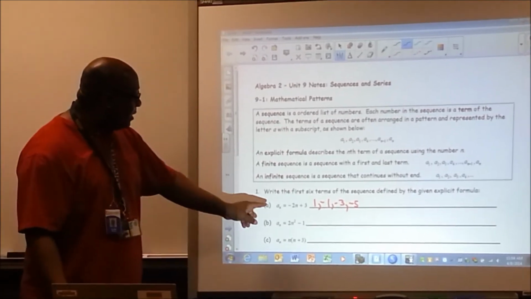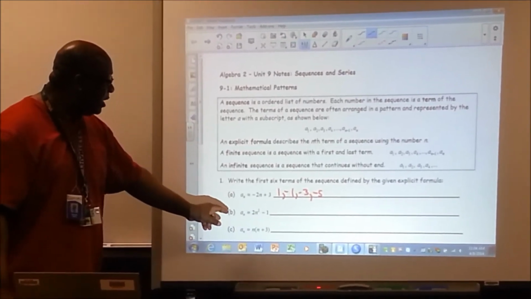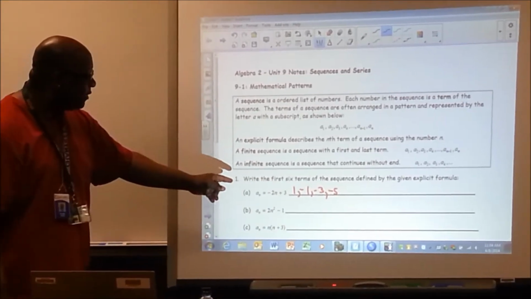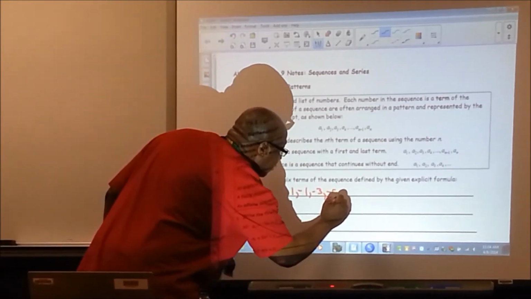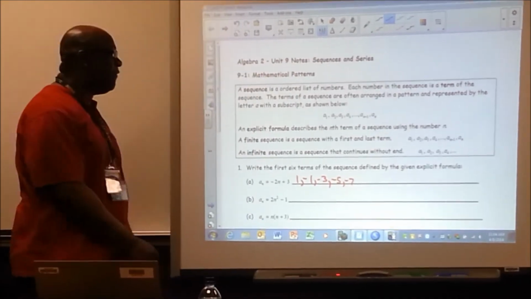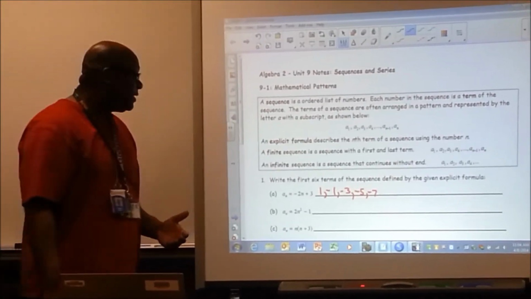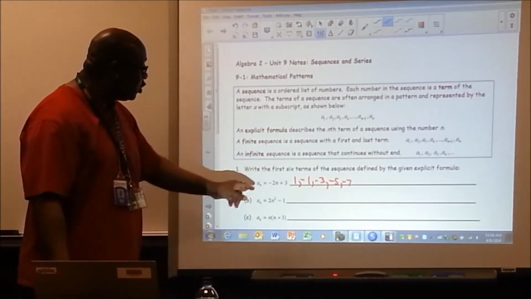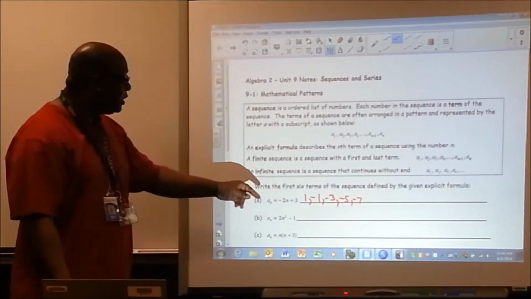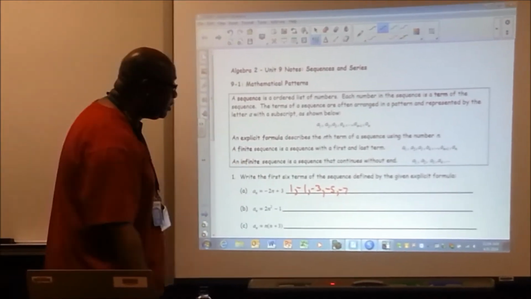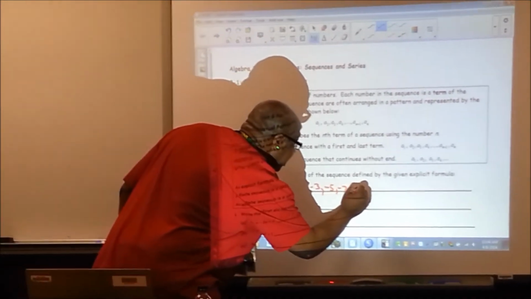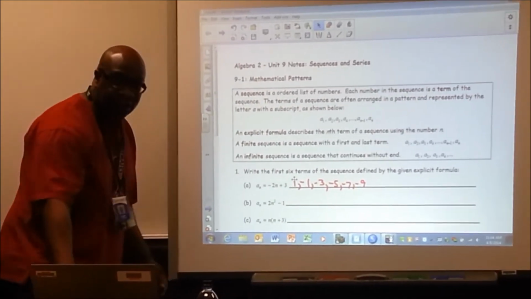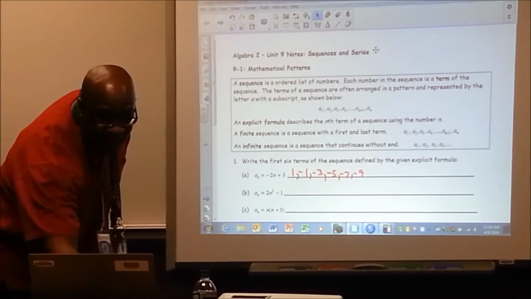Now, A of 5 will be negative 2 times 5 plus 3. That's negative 10 plus 3. That will give us negative 7. And finally, A of 6 will be negative 2 times 6 plus 3, negative 12 plus 3, negative 9. Those are the first 6 terms of our sequence if we're doing this by hand.